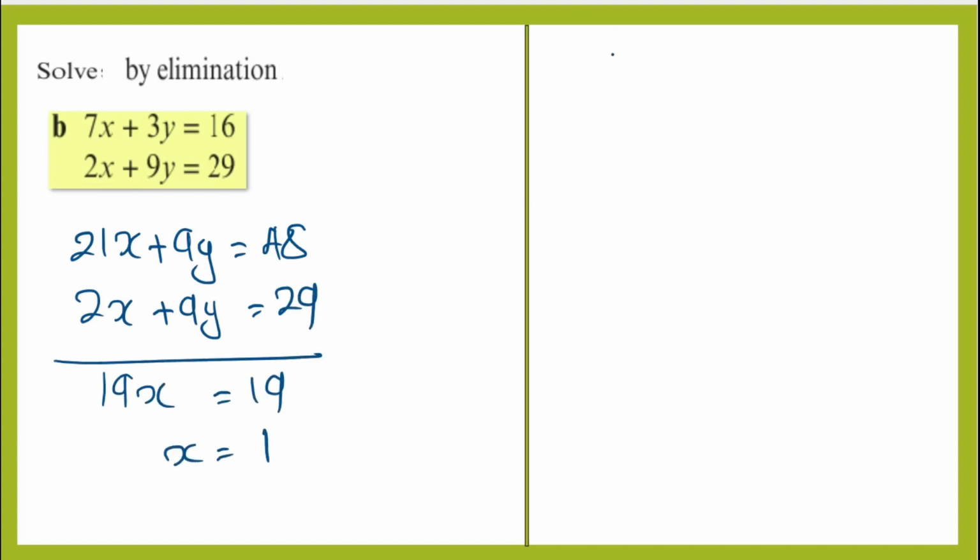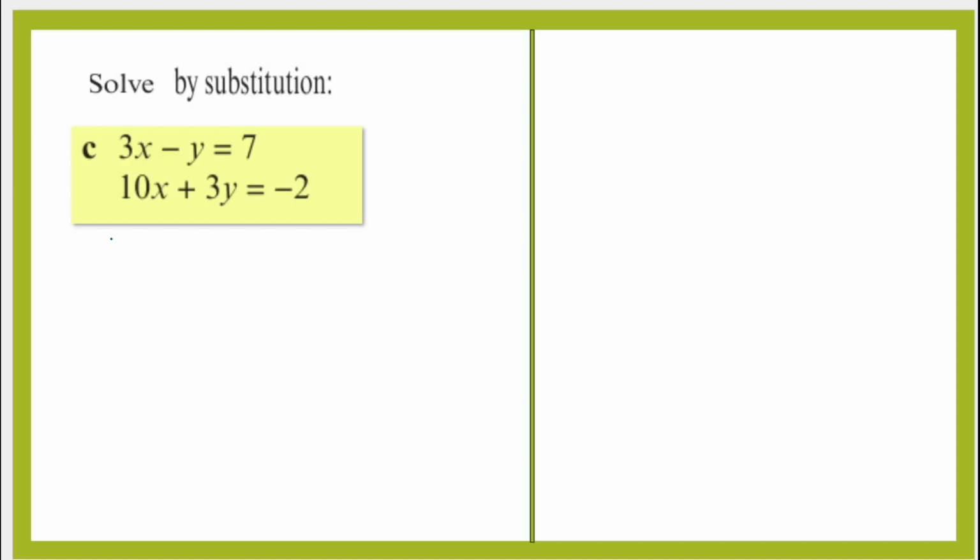Now substitute the value of x in the first equation. We got 7 plus 3y is equal to 16. That's 3y equal to 9, and y is equal to 9 by 3, as 3. Hence x equal to 1 and y is equal to 3 are the solutions of the equations.